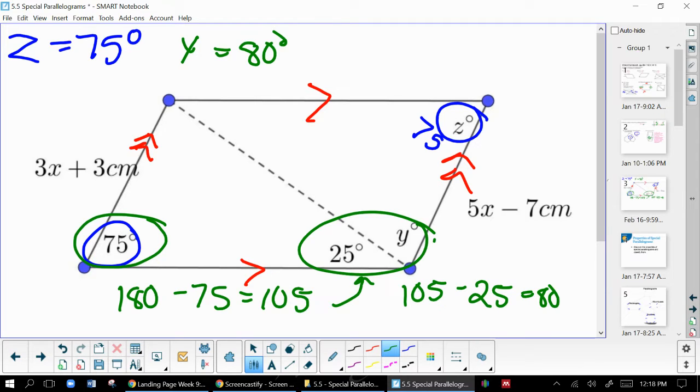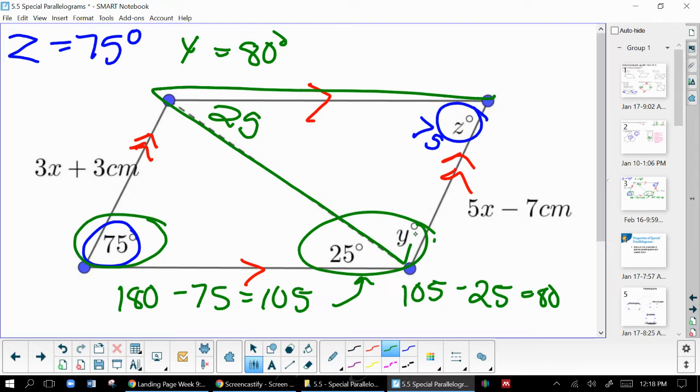You could also do this a couple of different ways. If I know this angle is 25, then I also know that this angle is 25, and then I can use this triangle, knowing that that adds up to 180. That would be another way to do it. I'll go ahead and undo that. The last thing we're going to want to do is find x.